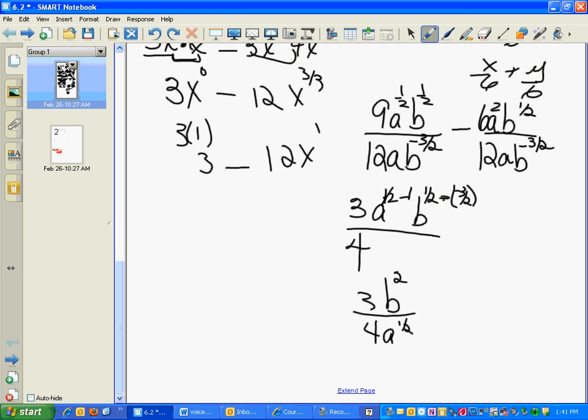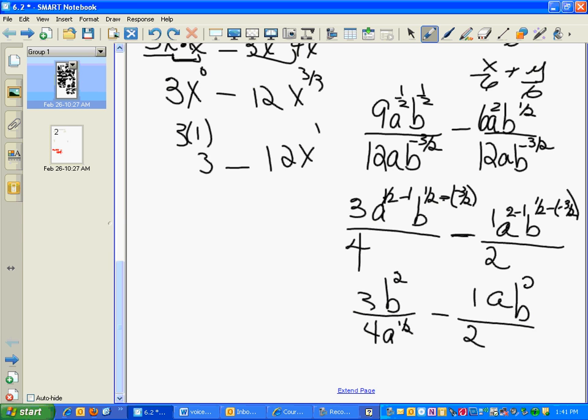Okay, next one. What does the fraction 6/12 reduce to? 1/2. And I'm going to do a to the 2 minus 1, which is a. And where does the a go? What is 2 minus 1? Is it positive? Then it stays on top. Following that, Rachel? All right, on my b, what is b to the 1/2 minus negative 3/2? It's going to be b to the 4th, which is b squared. Stays on top still.